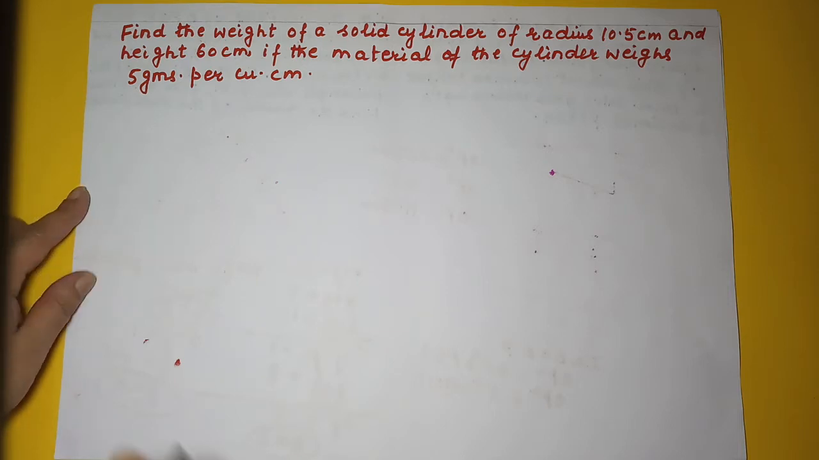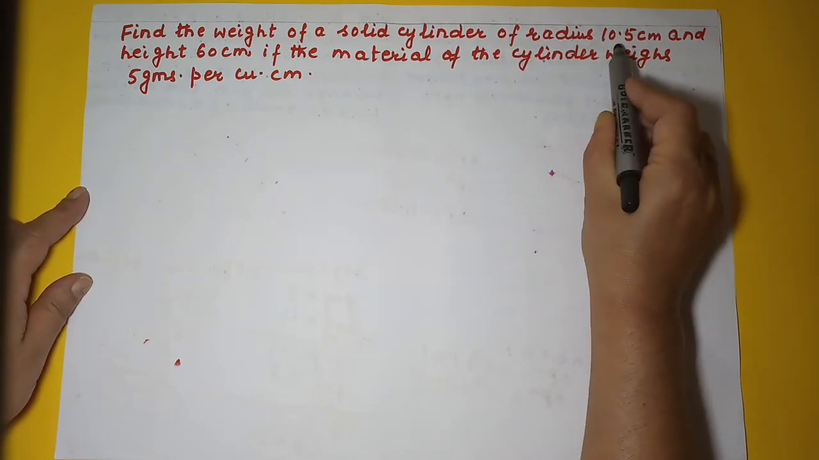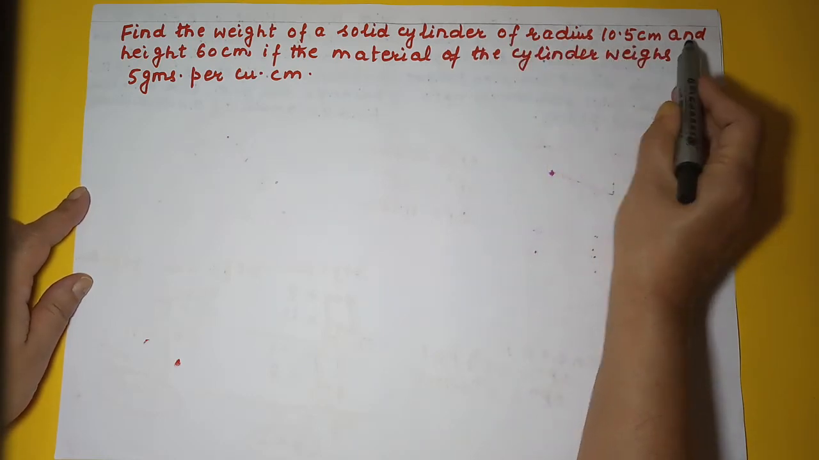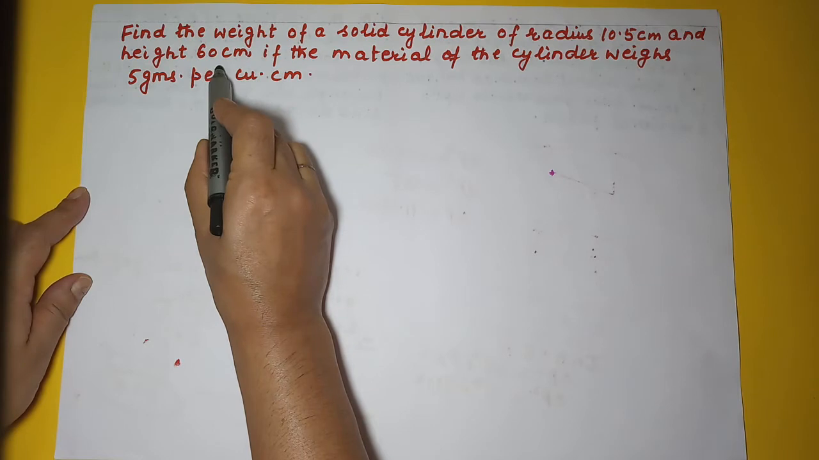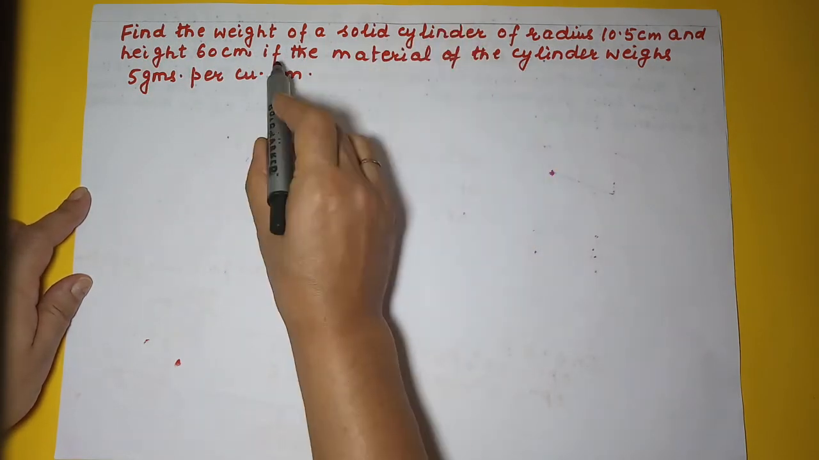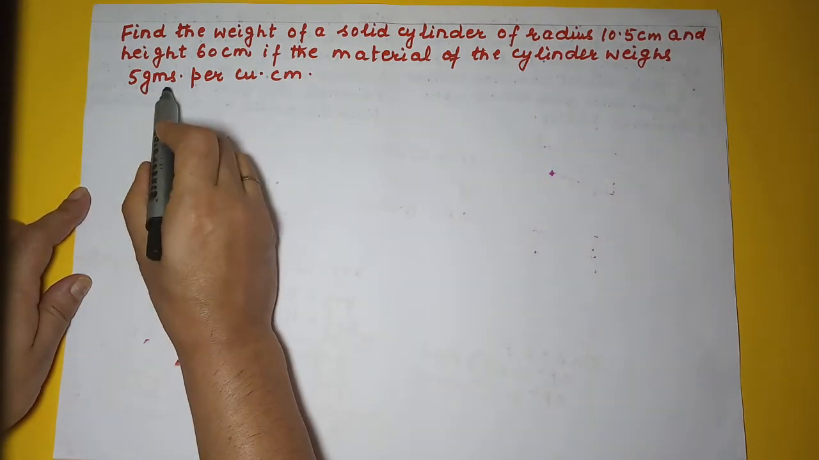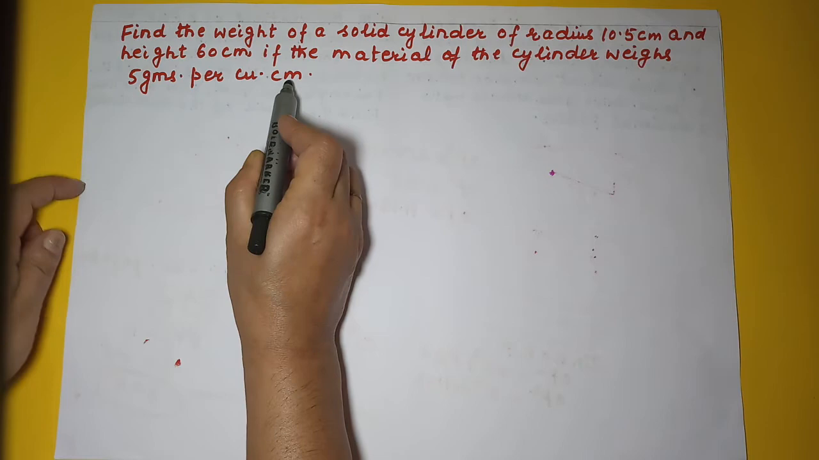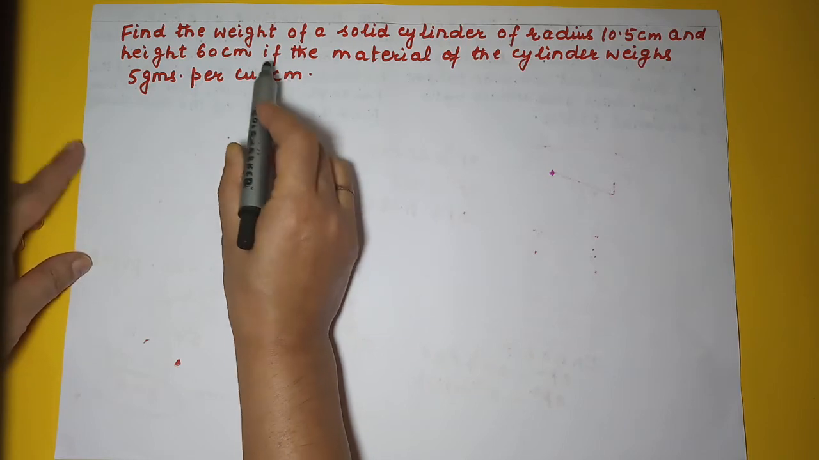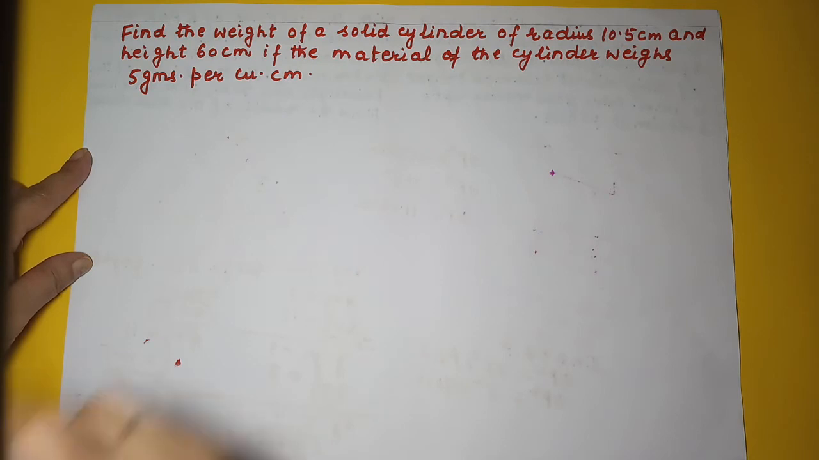Now, he's saying that the weight of a solid cylinder whose radius is 10.5 centimeter and height is 60 centimeter, we have to find the weight of the solid cylinder. If the material of the cylinder weighs 5 grams per cubic centimeter, that means he wants us to calculate the total weight of this solid cylinder. Now, how do we do that?